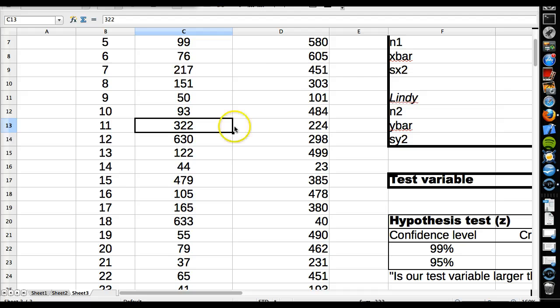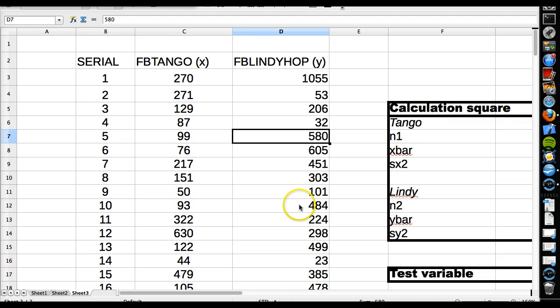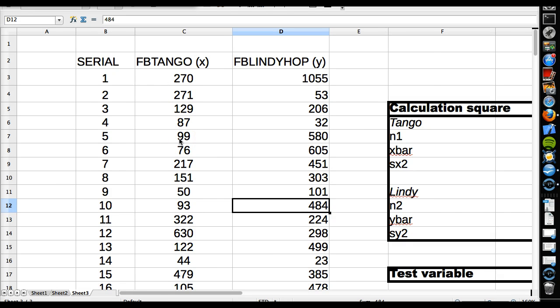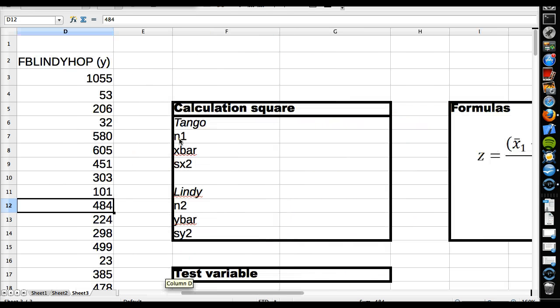I'm pretty excited about this actually. And this is the number of Facebook friends that Lindy Hoppers have. And we're going to test if there is a difference between them. If there is a difference, maybe Lindy Hoppers and tango dancers are different somehow.